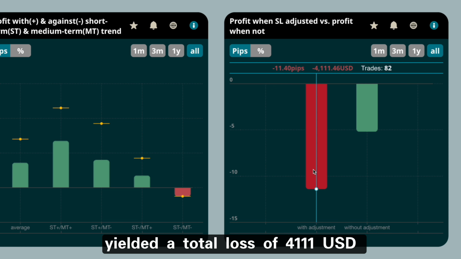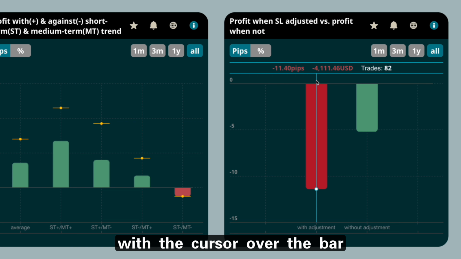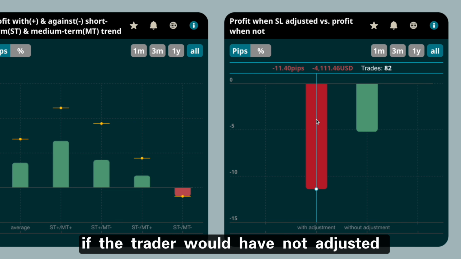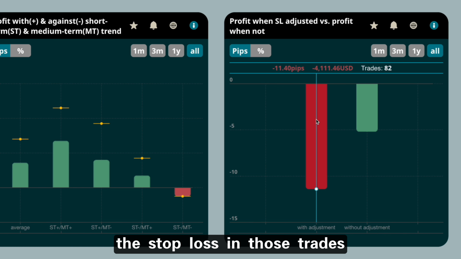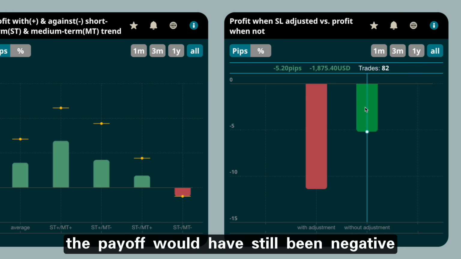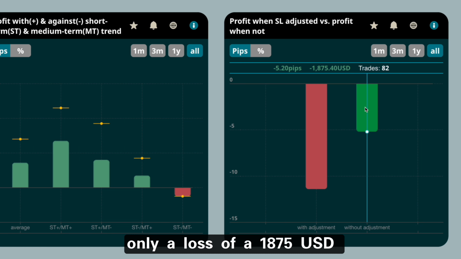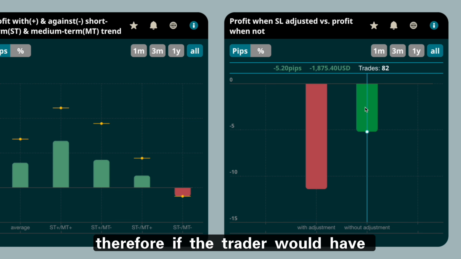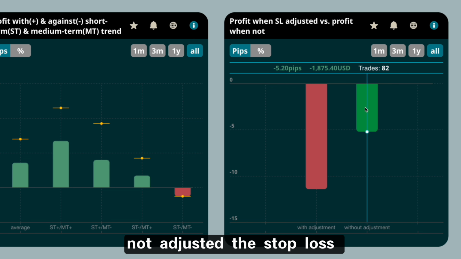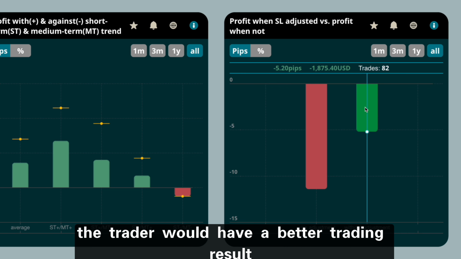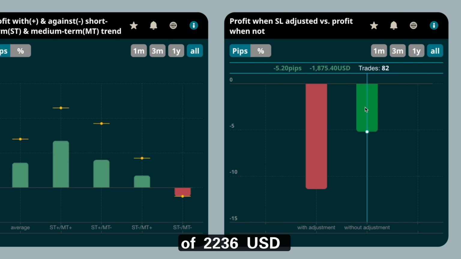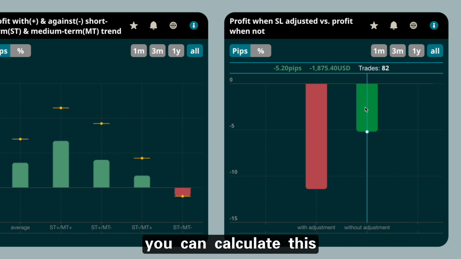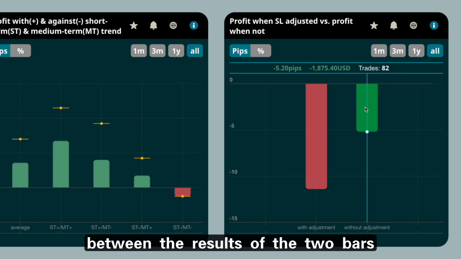Those 82 trades yielded a total loss of 4,111 USD, as we can see when moving with the cursor over the bar. If the trader would have not adjusted the stop loss in those trades, the payoff would have still been negative. However, only a loss of 1,875 USD or minus 5.2 pips on average per trade. Therefore, if the trader would have not adjusted the stop loss, the trader would have a better trading result of 2,236 USD. You can calculate this by taking the difference between the results of the two bars.